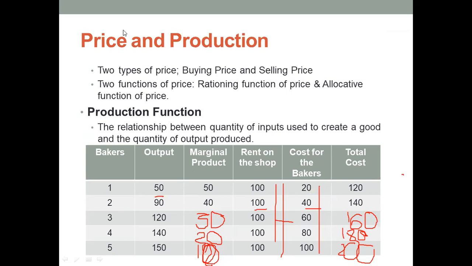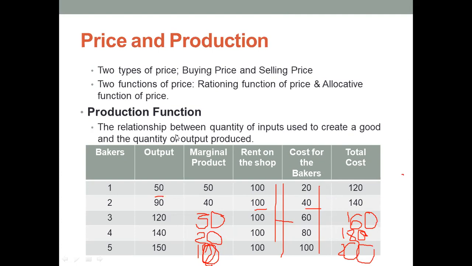Okay, so now let's talk about price. So there are two types of price: the buying price and the selling price. So what is a buying price? A buying price refers to the price that the buyers are willing to pay for a certain product or service. Okay, again, buying price refers to the amount, monetary value that buyers are willing to pay to receive the product or service.